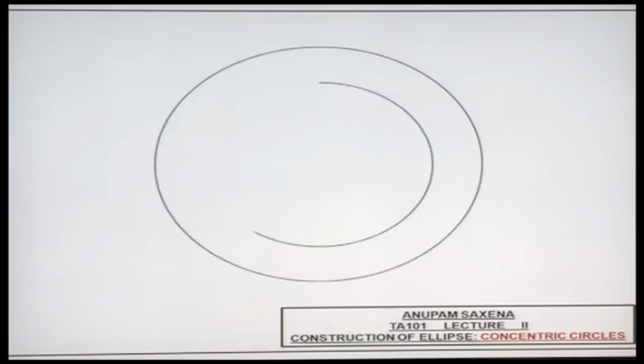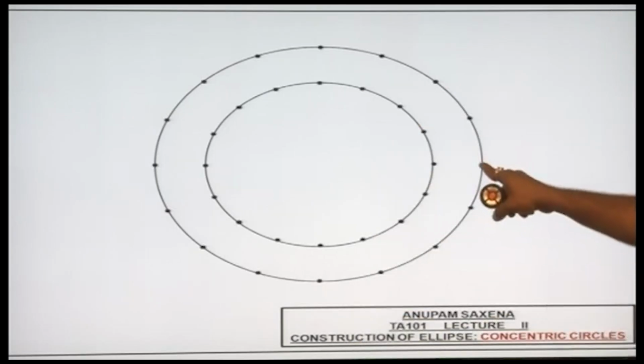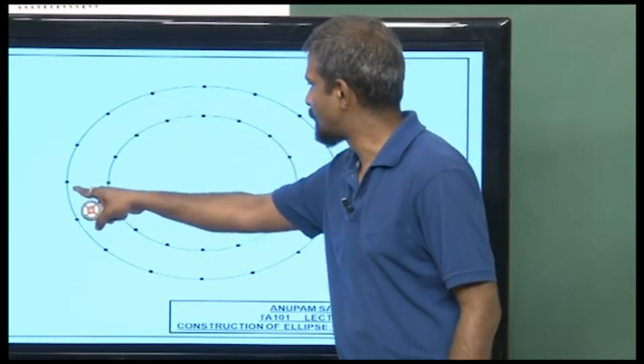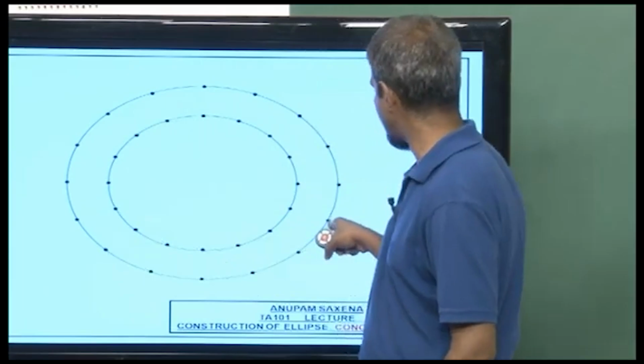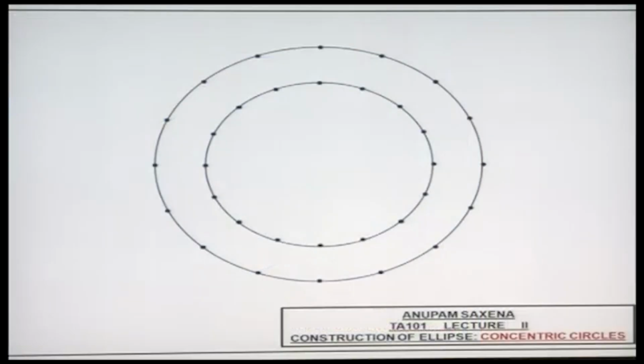Construction of an ellipse by means of concentric circles. So you got this larger circle, you got this smaller circle, they happen to be concentric, same center. Divide both circles into an equal number of parts. So I would divide the outer circle into 1, 2, 3, 4, 5, 6, 7, 8, 9, 10, 11, 12, 13, 14, 15, 16 equal parts, and likewise the inner circle also into 16 equal parts. Now this is what the trick is.